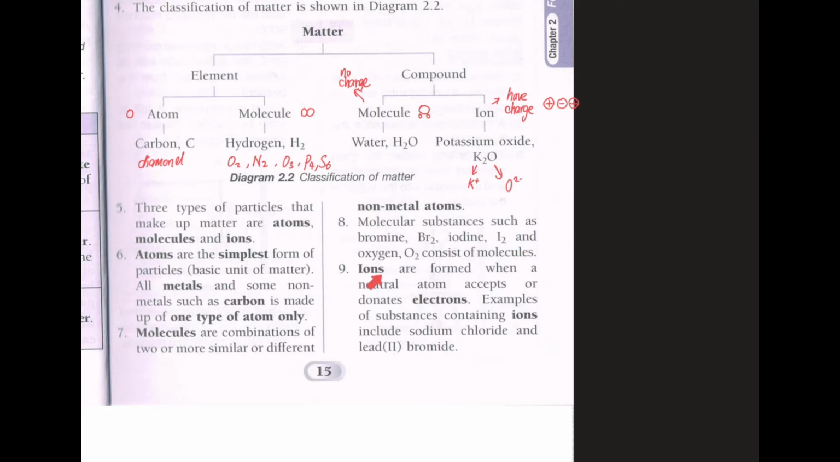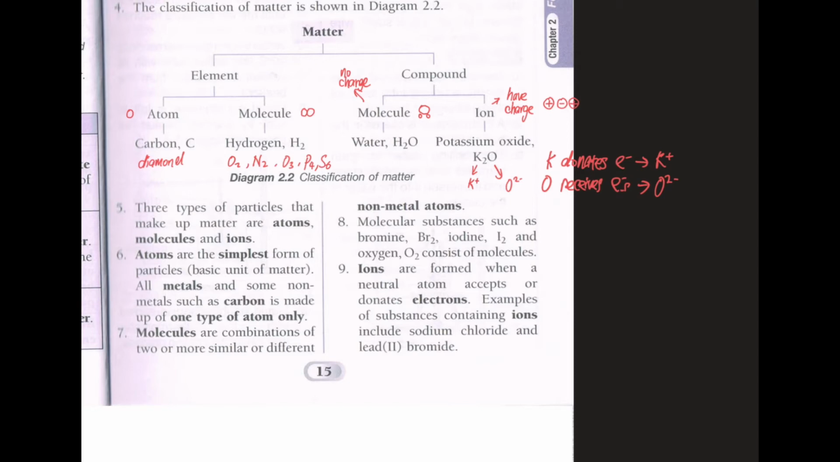Ions are formed when a neutral atom accepts or donates electrons. For example, potassium donates electrons and becomes K positive. They give away their negative charge, so they become positively charged. And then oxygen receives electrons and becomes oxide, so oxygen receives electrons and becomes negatively charged. So the idea is like that.